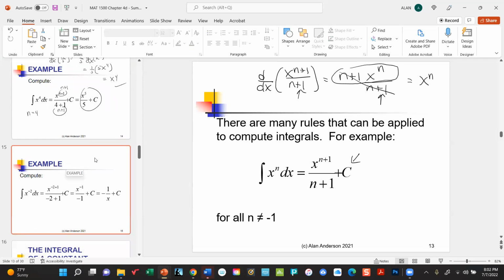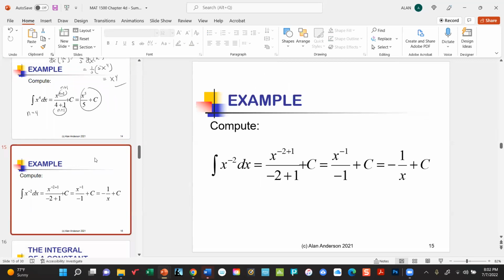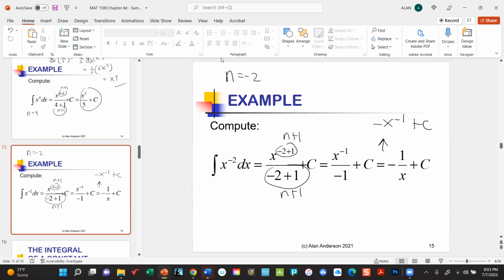Okay, now, how about this one? x to the -2. -2 is fine. There's no problem there. n is -2. So here's n plus 1, n plus 1. So that's x to the -1 over -1, or just very simply -1 over x. Or if you want, you can leave it as -x to the -1. But it all means the same thing.